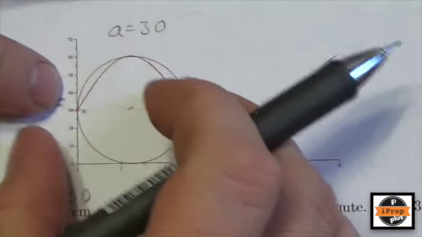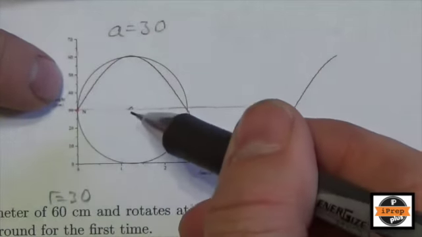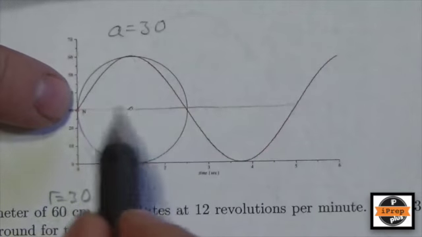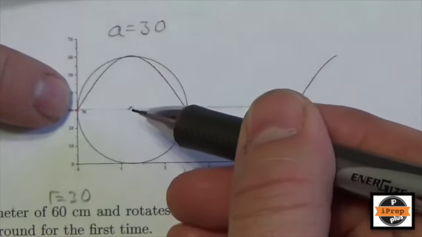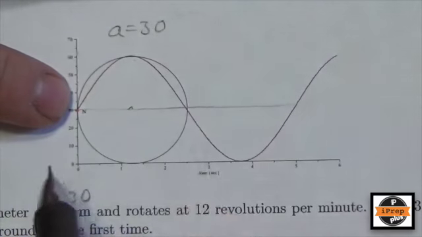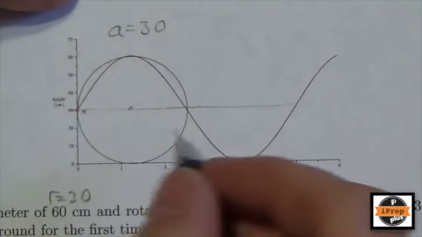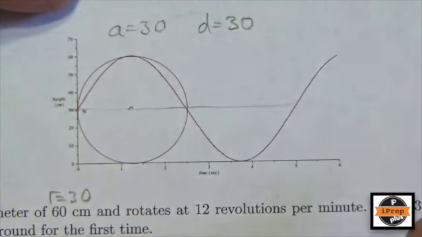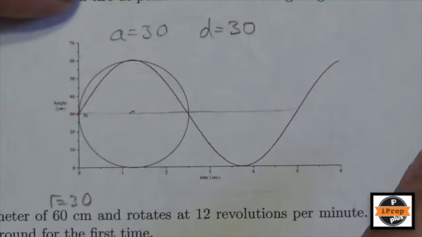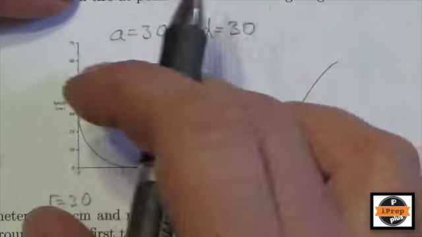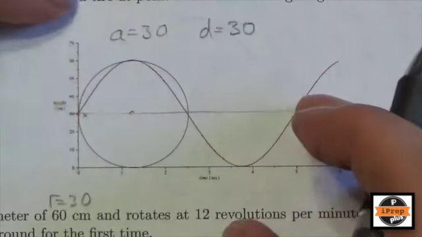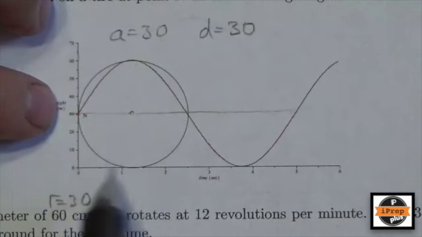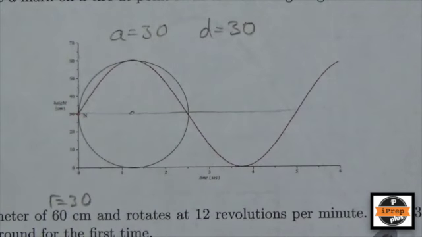When you've got something rolling along the ground, that means the center of the wheel, the center of the motion, is the radius of the wheel above ground. So what this means is that the vertical displacement is also 30 centimeters. It's not symmetrically placed along the x-axis or on ground level. It's been moved up so that the bottom of it is touching the x-axis.